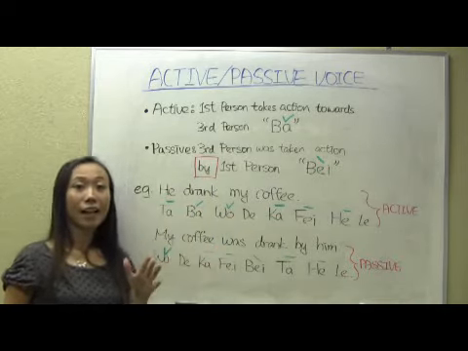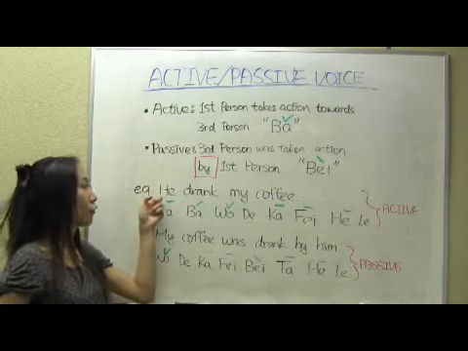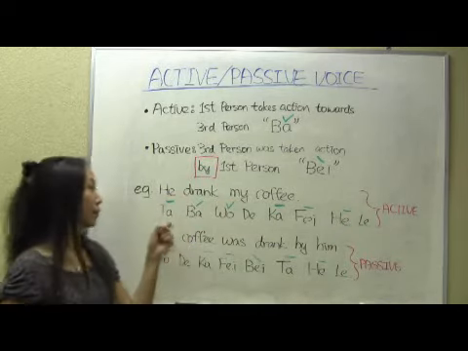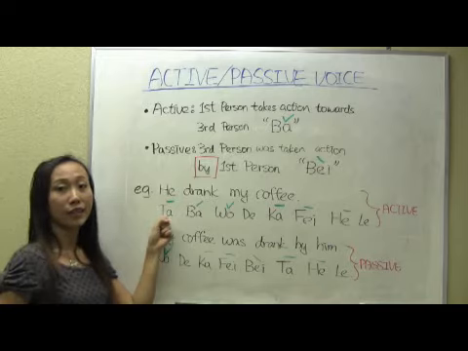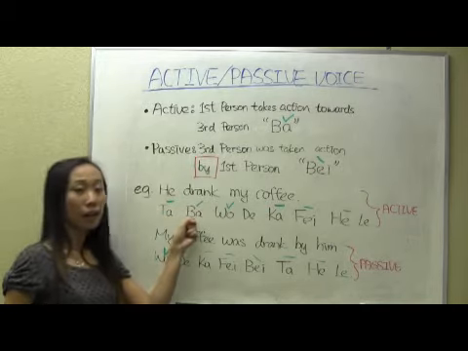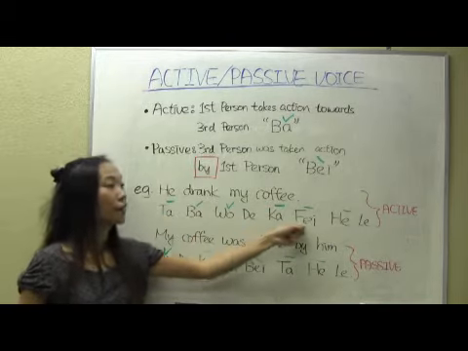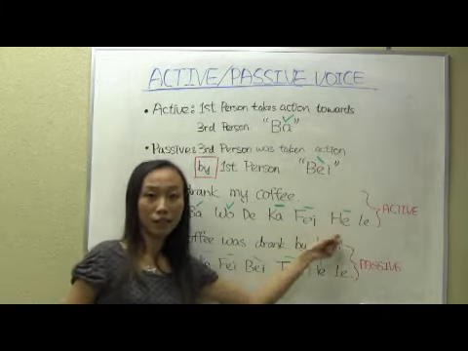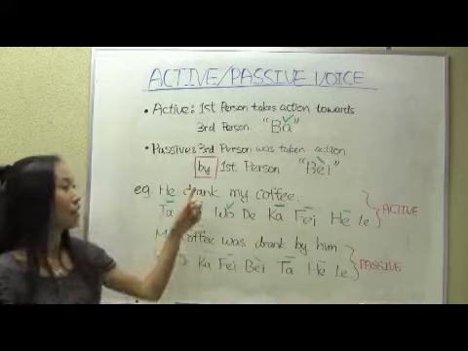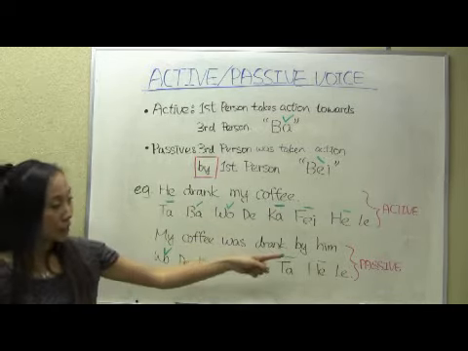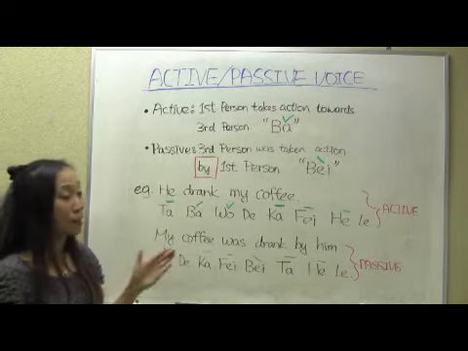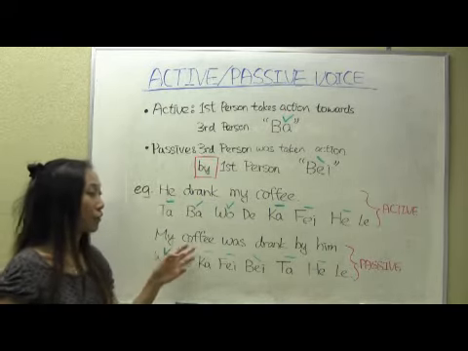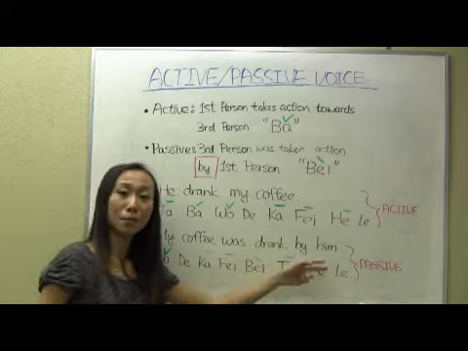It is an active voice because the first person is taking action towards the third person here. First person, 他把我的咖啡, the third person, 喝了, the action. So active voice. So let's see the passive voice here using the same example, but we're putting the third person first. My coffee was drank by him.